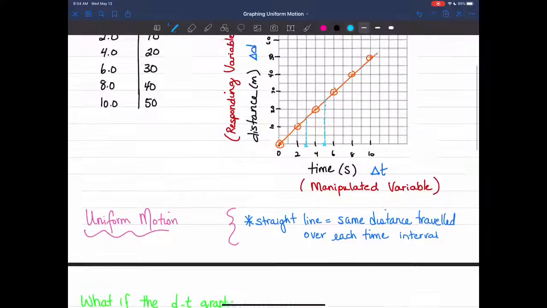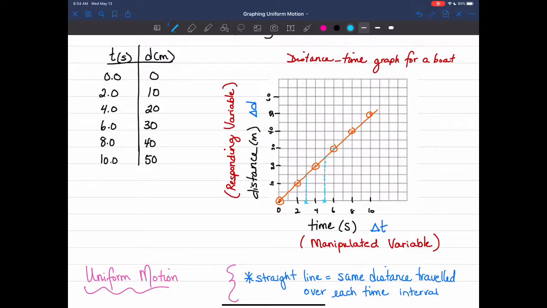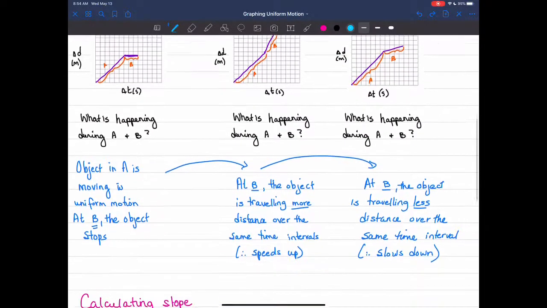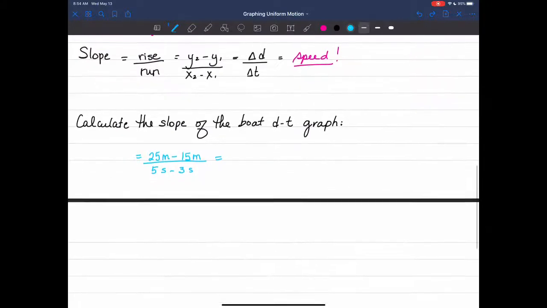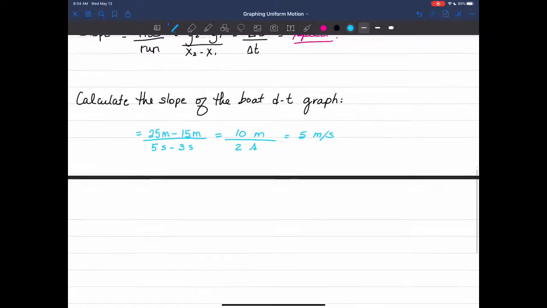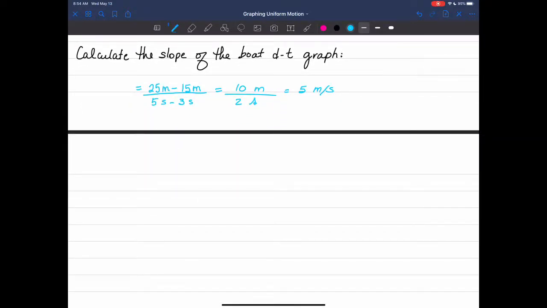You don't have to choose those points. You could choose these two, for example. But like I said, I'm just showing you that it works either way, okay? So 25 minus 15, I have 10 meters. And then 5 minus 3, I have 2 seconds. And so my boat is traveling at 5 meters per second, okay? Every second it passes one of those buoys that are 5 meters from each other. So here's what we have for the slope of the graph.